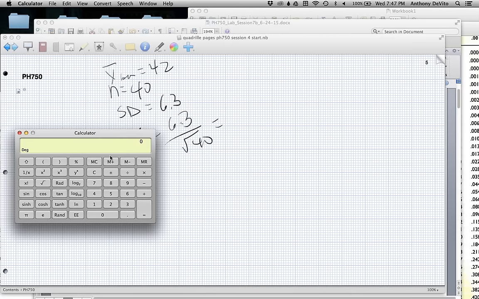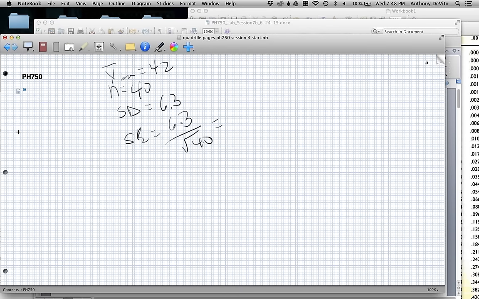Going to be 6.3. Let's see, square root of 40. I want to do that first. I'll put that into memory. And I'll clear that, and I'll put in 6.3 divided by, I feel much better if I do this out loud. So divided by memory recall is equal to about 1. Right? You guys get the same thing? Standard error is roughly 1.